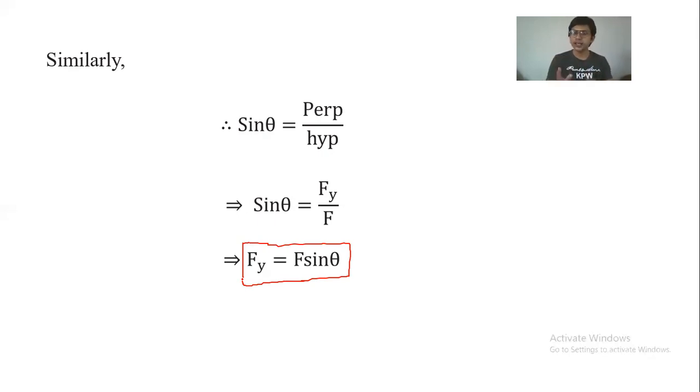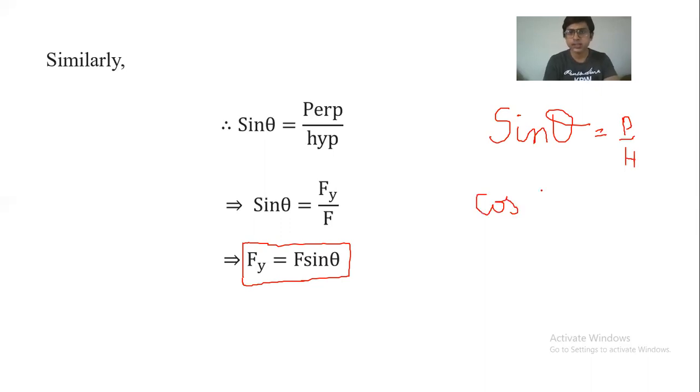Now one last thing I want to tell you: in order to remember this formula, I'm writing something for you. Sine theta is equal to what? Perpendicular, which I am showing by capital P, upon hypotenuse, which I am showing by H. So sine theta is equal to perpendicular upon hypotenuse. And what is cos theta? Cos theta is equal to base upon hypotenuse. This is base, which I am representing by B, upon H.